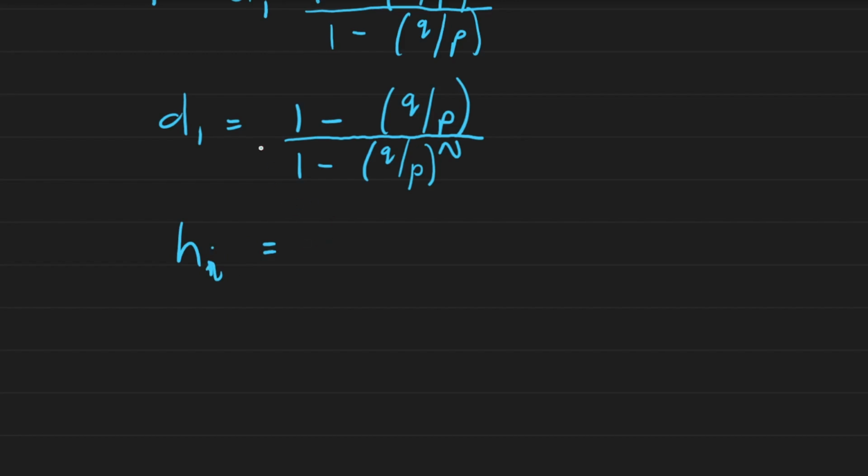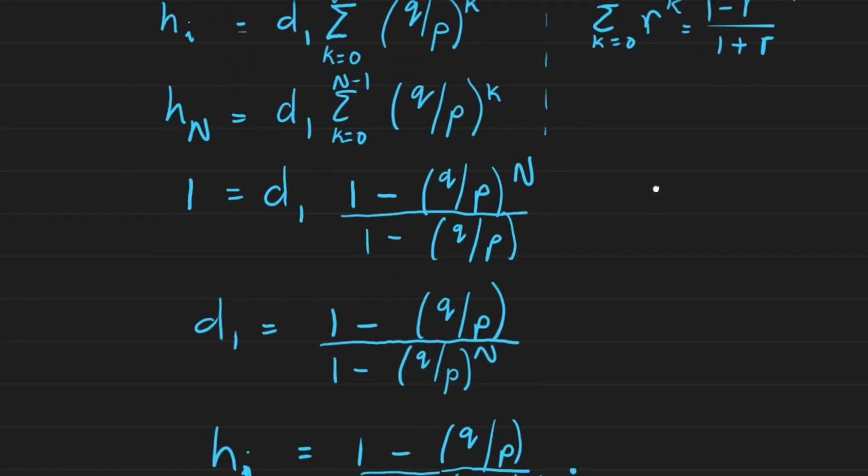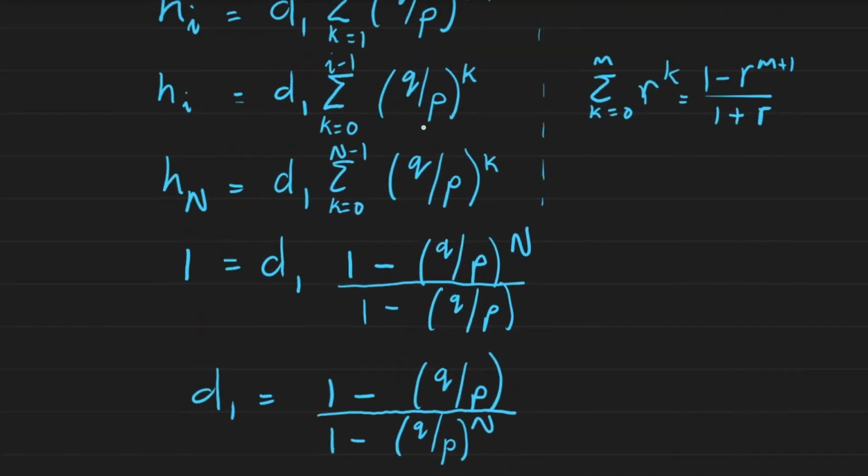So we said that h_i is equal to d_1. So d_1 we have now determined that (1 minus q over p) all over (1 minus q over p) to the power n. So this is multiplied by this sum. So there's a sum here. So we can just use this formula and apply it to the sum as well.